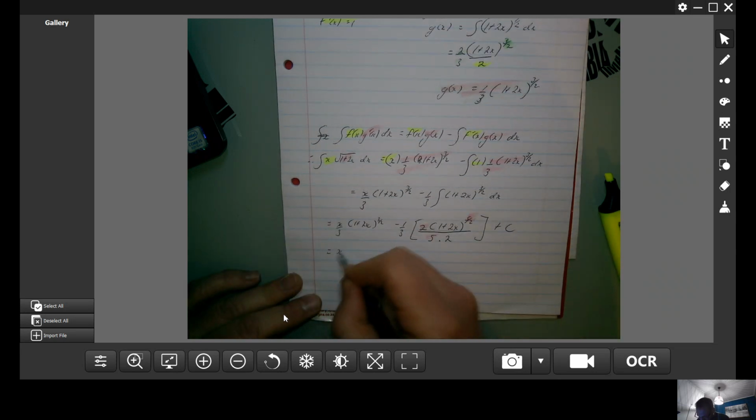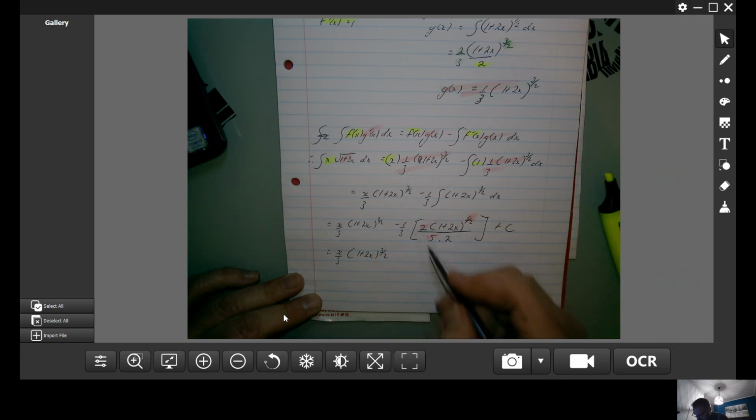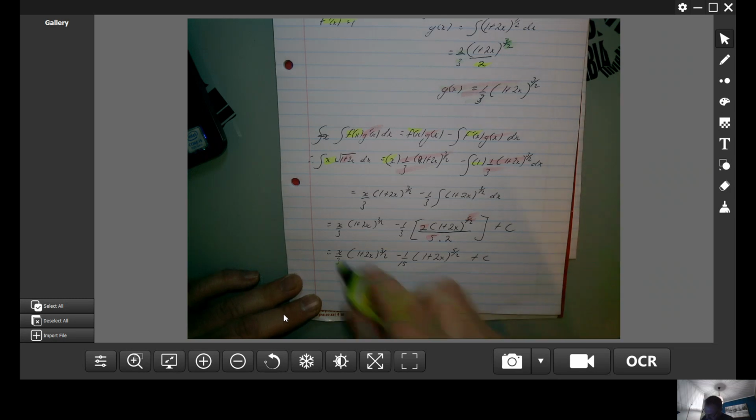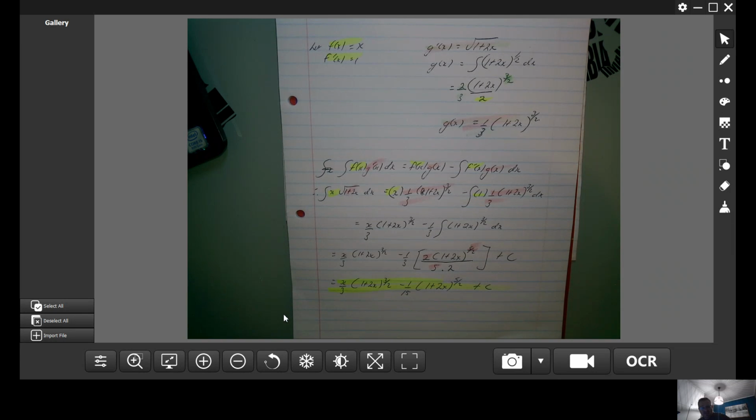So I end up with x over 3, (1 plus 2x) to the 3 over 2. Those 2's will cancel, so I'll be left with minus 1 over 15, and I'm going to have (1 plus 2x) to the 5 over 2, plus a constant. Whew, some pretty grown-up sums there. Okay, so there is that same sum by integration by parts. I can pretty much guarantee you the answer doesn't look the same. That is the weird part of integration. But they can always be proved to be the same, assuming I made no careless mistakes.